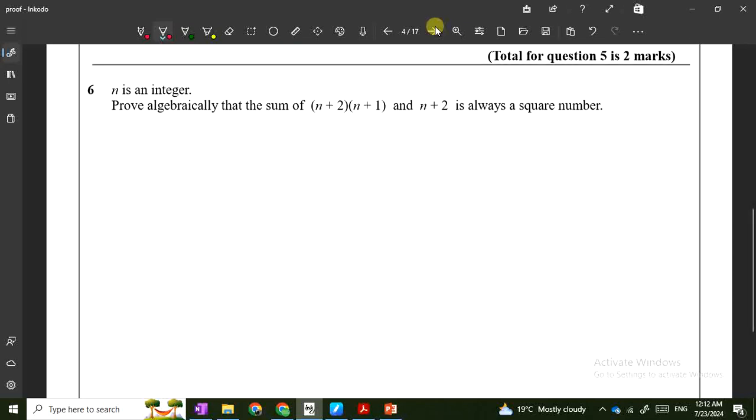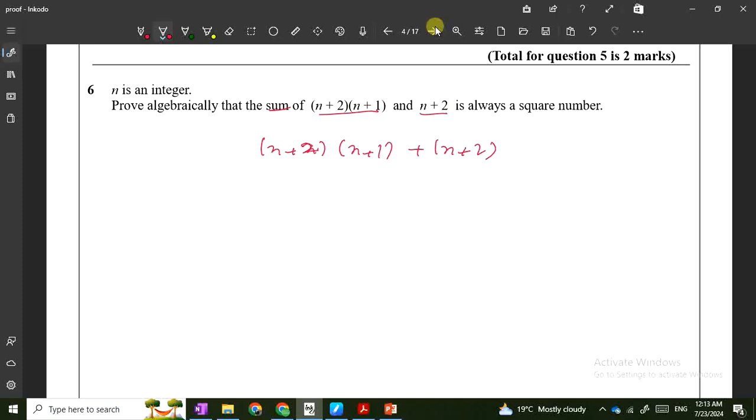Okay, the question number 6 is, n is an integer. Prove algebraically that the sum of this and that is always a square number. So we have n plus 2 times n plus 1 plus n plus 2. So we need to add these two terms, because it is given that the sum of these two terms is always a square number. So it is n plus 2.